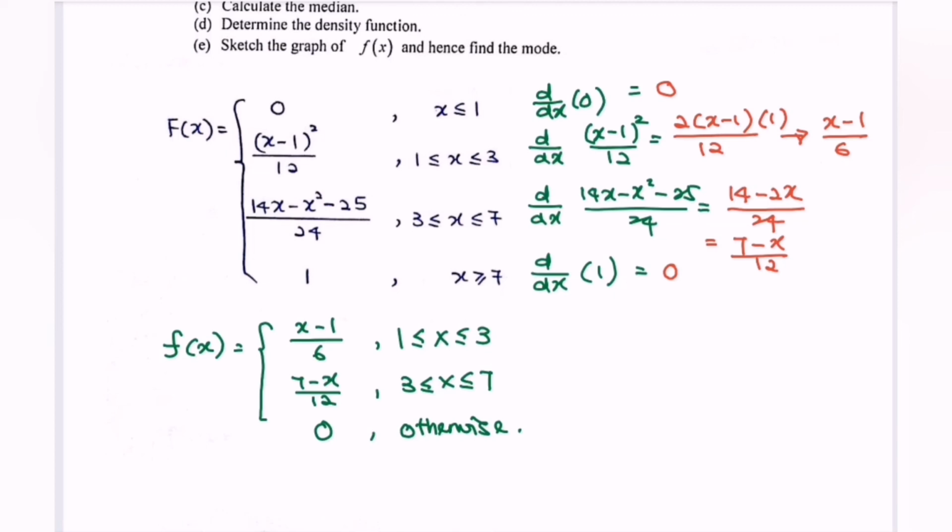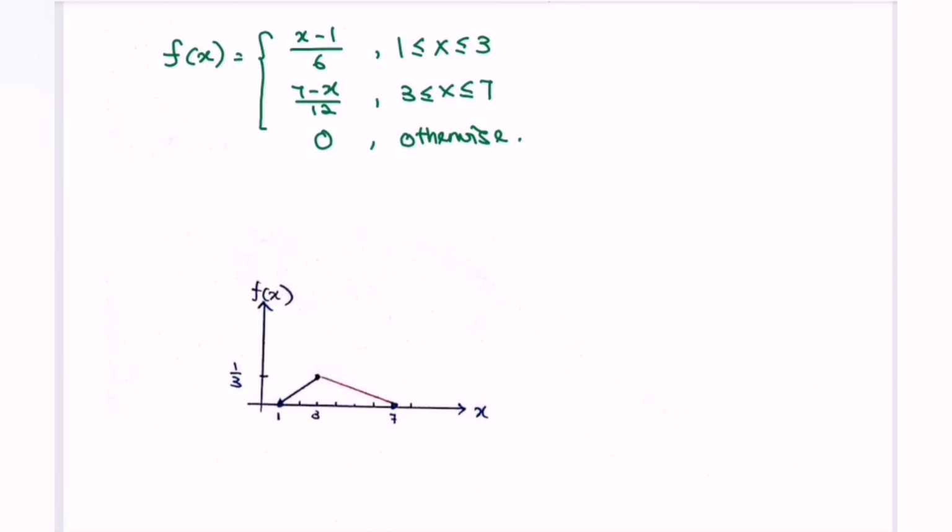Next is to sketch the graph for the density function and hence find the mode. So here we have the graph. For example, (x minus 1) over 6. Kindly substitute the 1 and we will have 0. Next, if we substitute 3, we will have 3 minus 1, which is equal to 2, 2 over 6, where we have 1 over 3. So here we have 1 over 3. As we all know, (x minus 1) over 6 is a linear graph, so we connect the graph with a straight line.